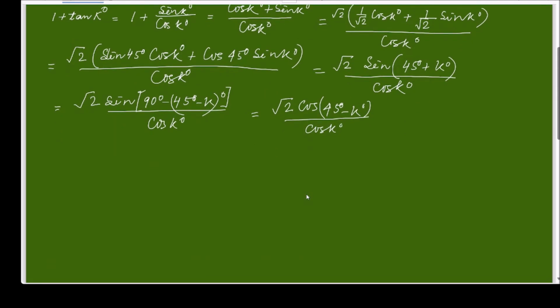So I started from 1 plus tan k degree. This is equal to square root 2 cos(45 minus k) over cos k.